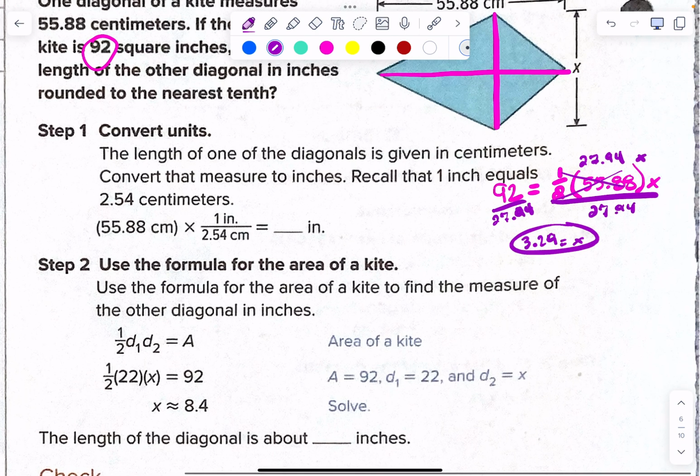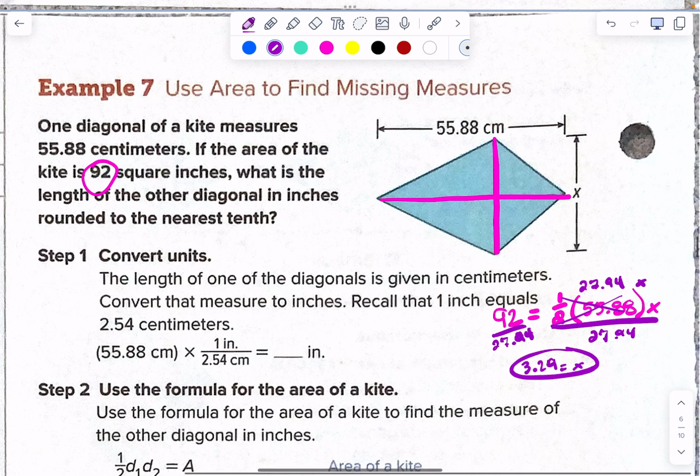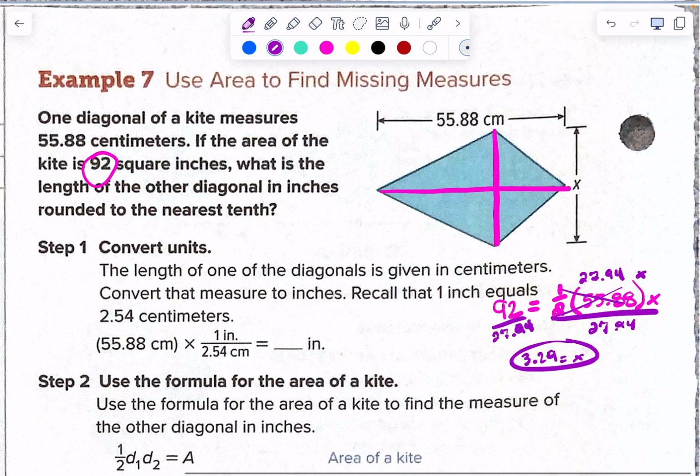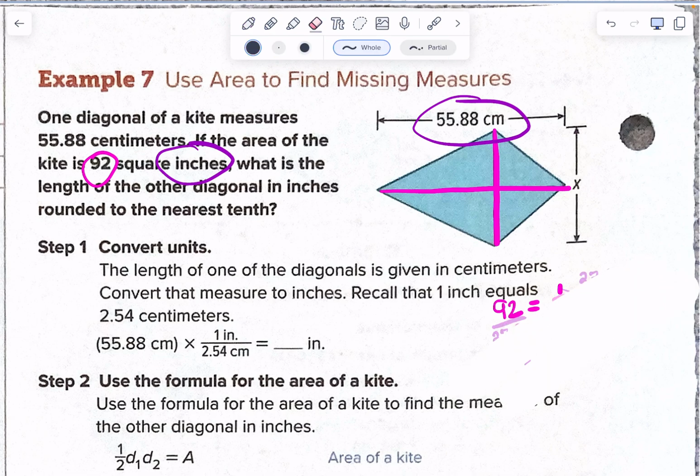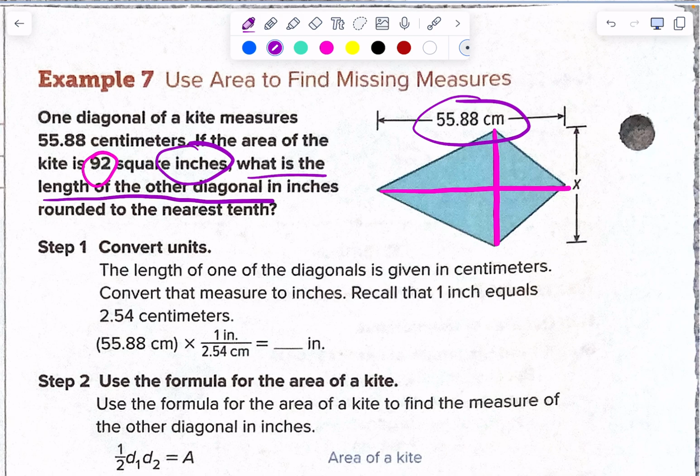Oh, wait. They say x is 8.4. Oh my gosh. Guess what? 55.88 centimeters and inches. I hate that. Okay, so we got a little bit more to do. Do we want to convert to centimeters or do we want to convert to inches? To inches. Why to inches? Because we already have the area in inches, so it'll just be easier, right? True. But what is the length of the other diagonal in inches? That's what I look at. So yeah, we want to be in inches.